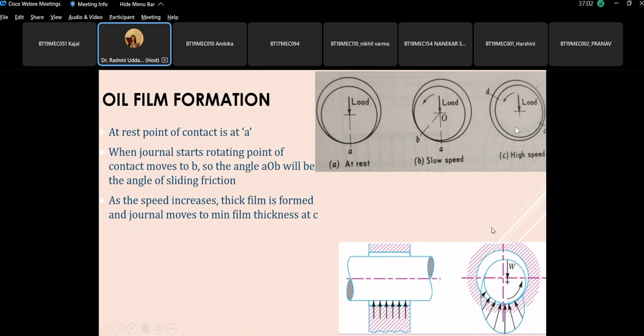As the speed further increases, a film is formed, and this is the hydrodynamic lubrication, where the journal is shifted with its minimum oil film thickness at C. So from D to C, this is the converging film, and this is required for supporting the load.